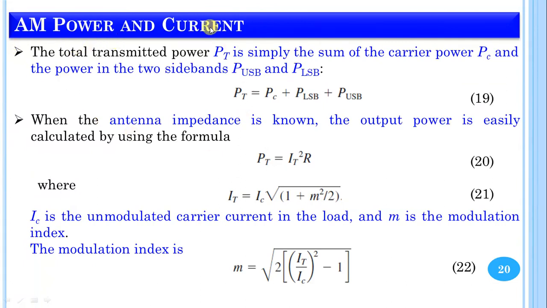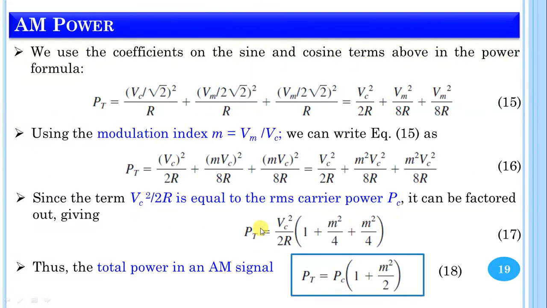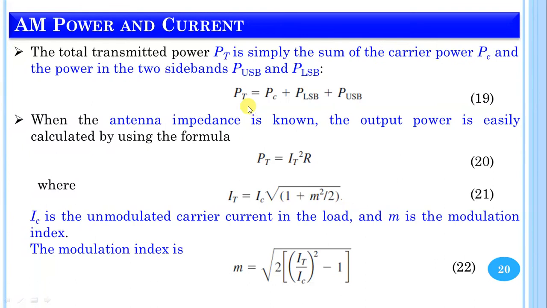So we can say the total transmitted power Pt is simply the sum of the carrier power Pc plus the power in the two sidebands, upper sideband and lower sideband. Here you can see Pt, this is the Pc, this is the lower sideband and this is the upper sideband. So we can say total power depends on the carrier power plus lower sideband and upper sideband.